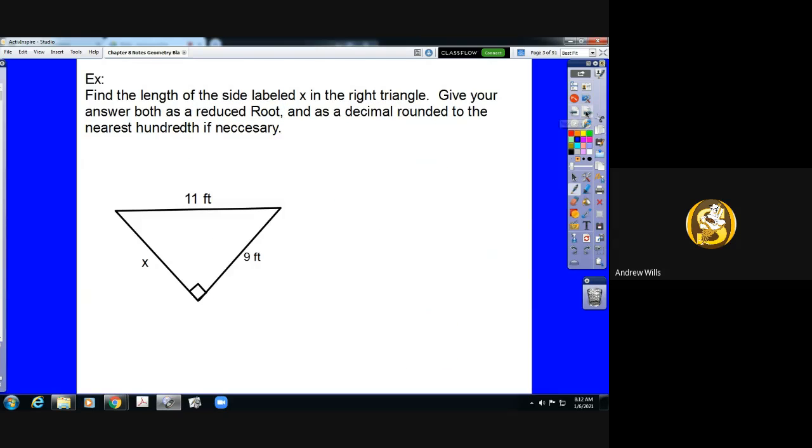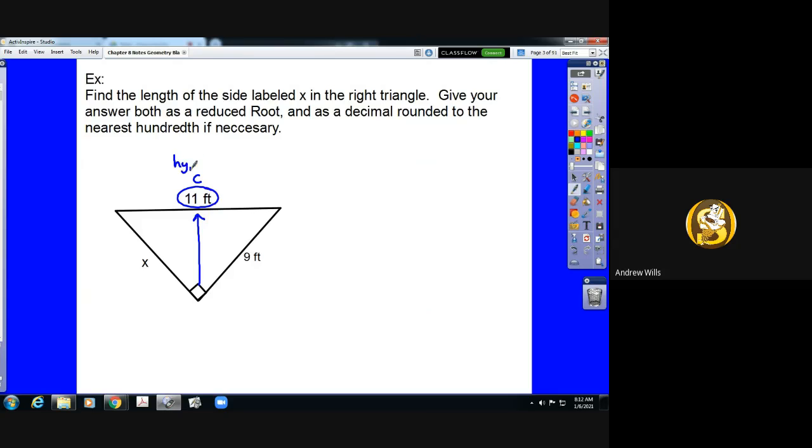Okay, find the length of the side labeled x in the right triangle. Give your answer both as a reduced root and as a decimal rounded to the nearest hundredth. Now, here, we need to start off by asking yourself, the side that we're trying to find, is it the hypotenuse or is it a leg? So you need to start off by finding the hypotenuse. Again, that involves going to the right angle, going across the triangle. That number is your C value.